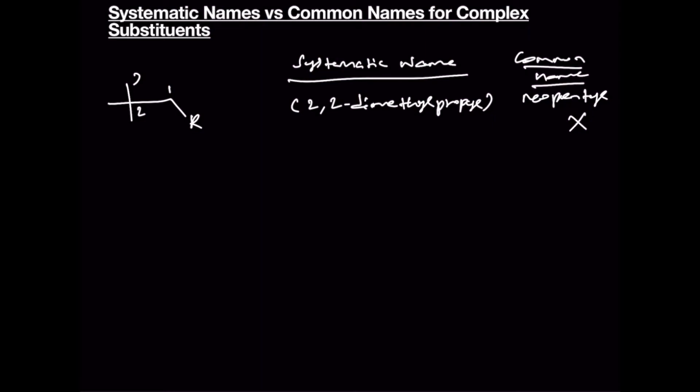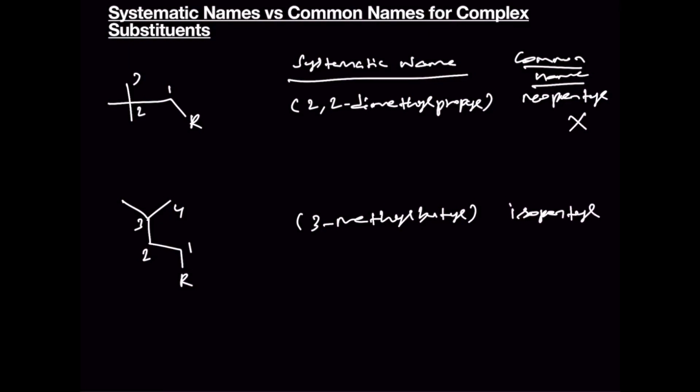And then isopentyl, that would be this one. 1, 2, 3, 4. So, 3-methylbutyl is the systematic name for isopentyl. You are no longer allowed to use the isopentyl, you have to use the systematic name.